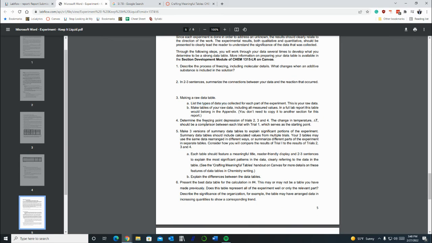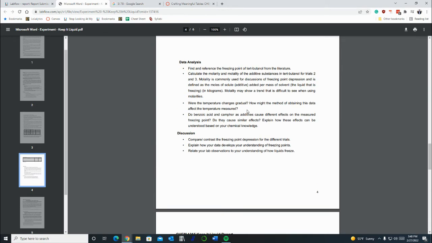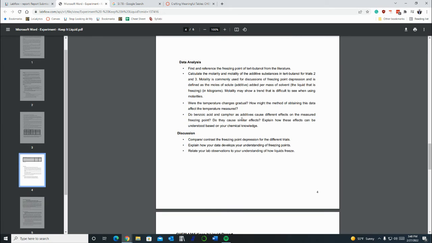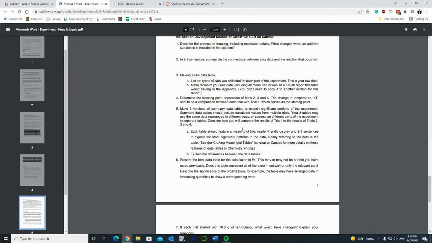Next, for 4, it tells you to determine the freezing point suppressions of trials 2, 3, and 4. So again, this is the same as comparing and contrasting the freezing point suppressions, except this time you're also going to be giving numbers. I guess they're honestly pretty similar. So if you give me the same thing here, if you want to include numbers for both, for this question, that's fine with me.